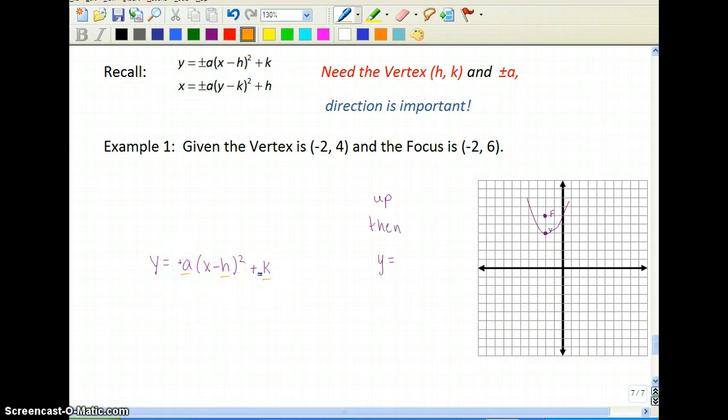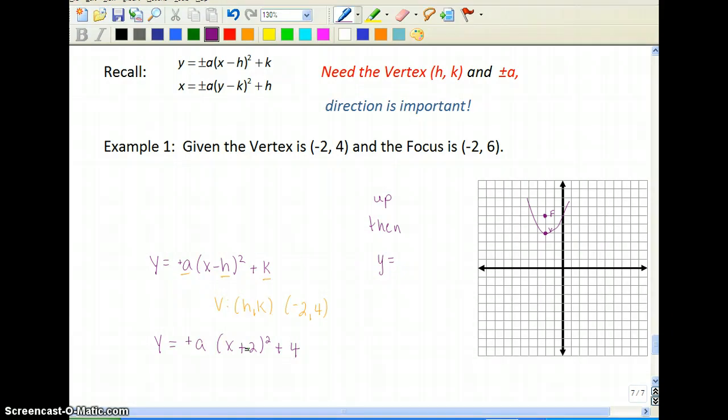Well, we already know what h and k are because we know the vertex is always h, k, and in this problem that's negative 2, 4. So we can plug that in. So far we know y is equal to positive a, x plus 2 squared plus 4. Because we know when we put it back into the parenthesis we change the sign. So all we really need to do is figure out what a is.